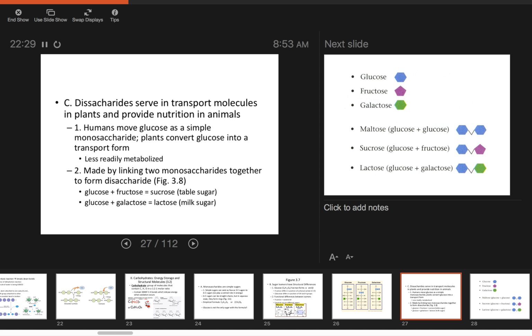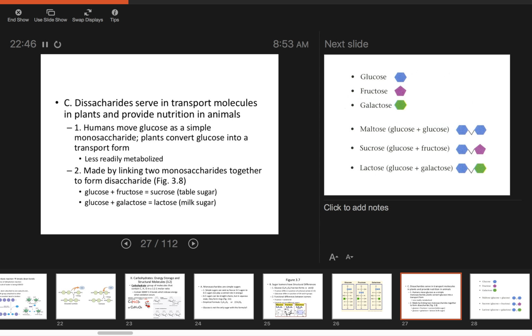Okay, disaccharides. What's a disaccharide again? Sugar, right? Two of them bonded together. The main purpose of disaccharides in plants is to transport sugars within the plant. Plants can't move monosaccharides. The only way they can move sugars is in the disaccharide form.